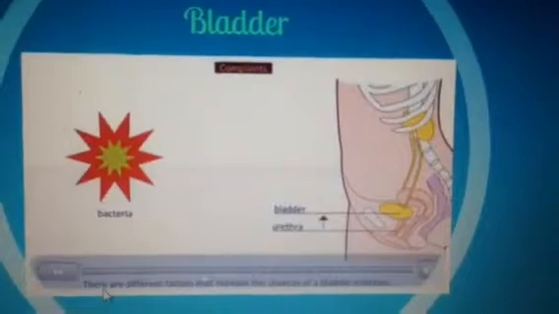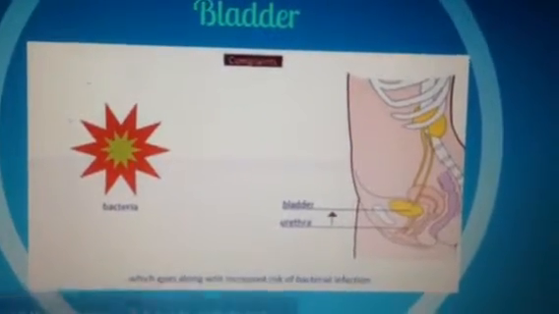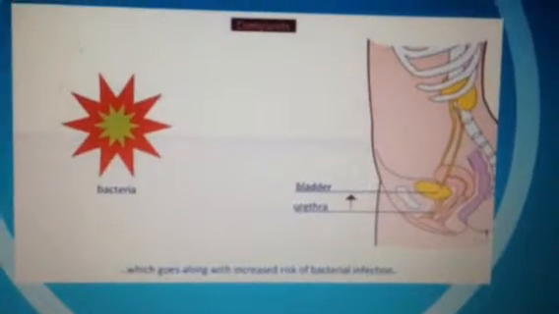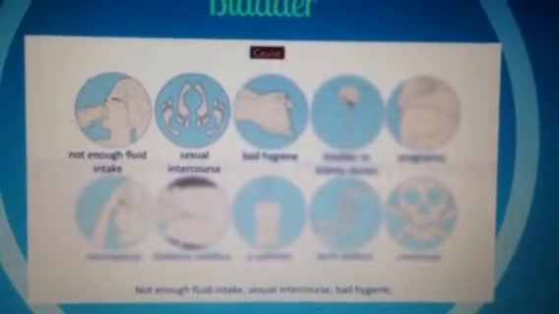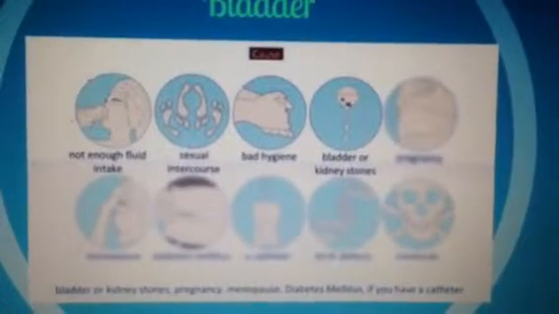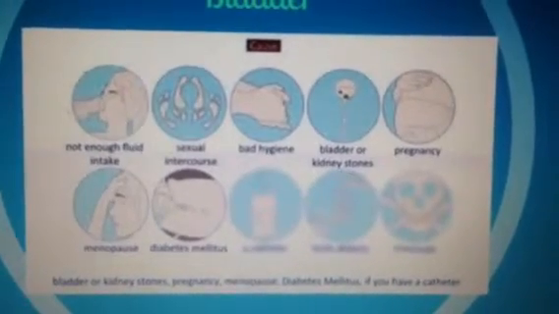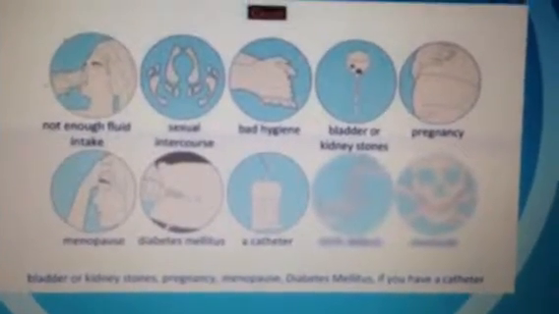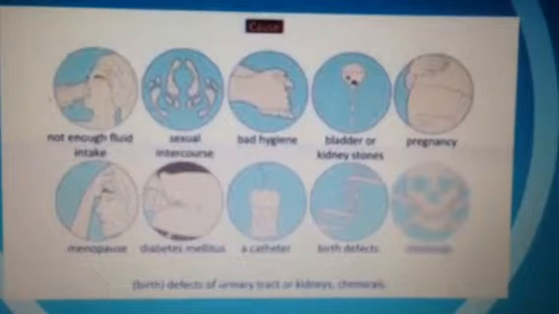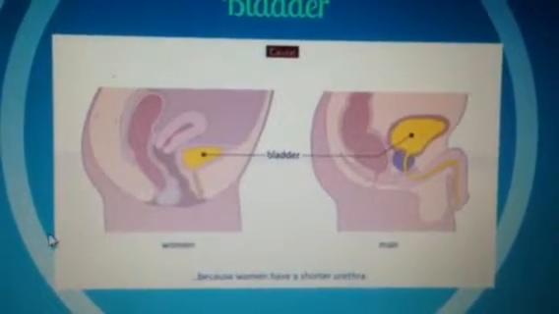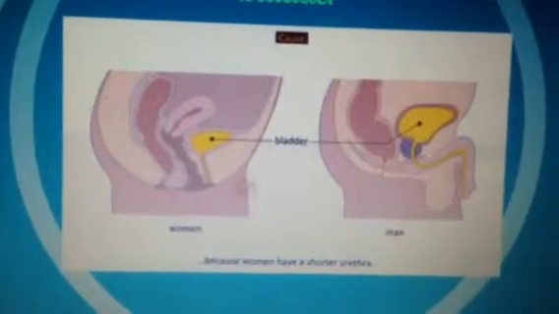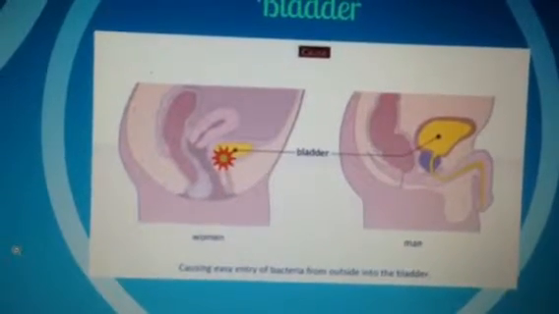There are different factors that increase the chances of a bladder infection, which goes along with increased risk of bacterial infection: not enough fluid intake, sexual intercourse, bad hygiene, bladder or kidney stones, pregnancy, menopause, diabetes mellitus, having a catheter, birth defects of the urinary tract or kidneys, and chemicals. Women have bladder infections more often than men because women have a shorter urethra, causing easy entry of bacteria from outside into the bladder.